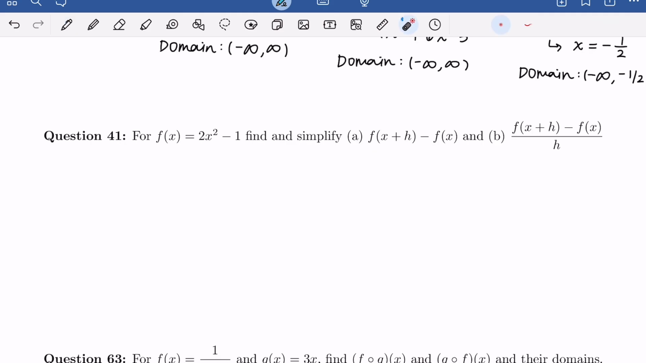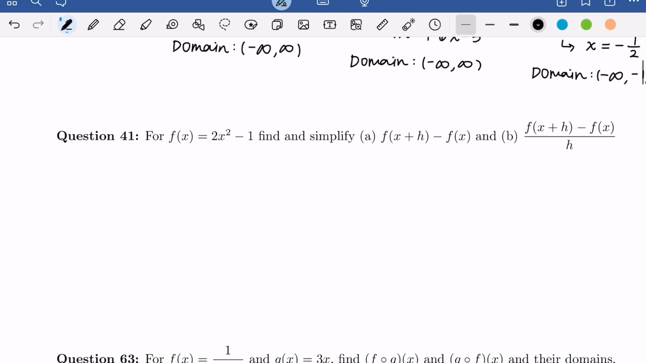All right, so for this next question here, we're given a function and we want to find its difference quotient, which is given by this here. Now for this problem, it's split up into two parts. First, we want to find the numerator of the difference quotient in part A. So let's do that first.